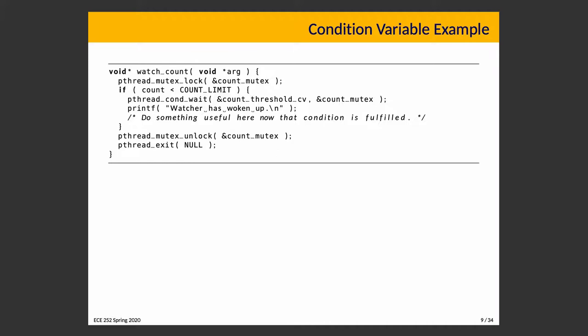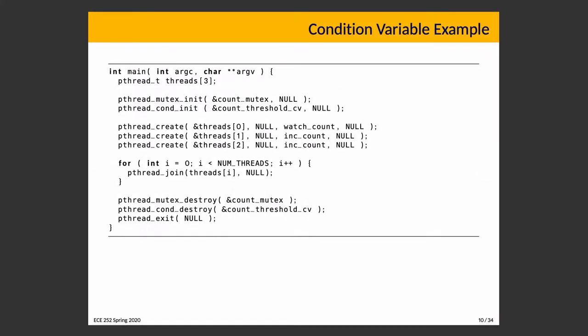So yeah, it is important to remember that when you are waiting on the condition, you are unlocking the mutex for a while. But when you return to execution in the watch count thread, you will have the mutex again. It will be locked, and you have to remember to manually unlock it when done. Otherwise, of course, we forget to do it.